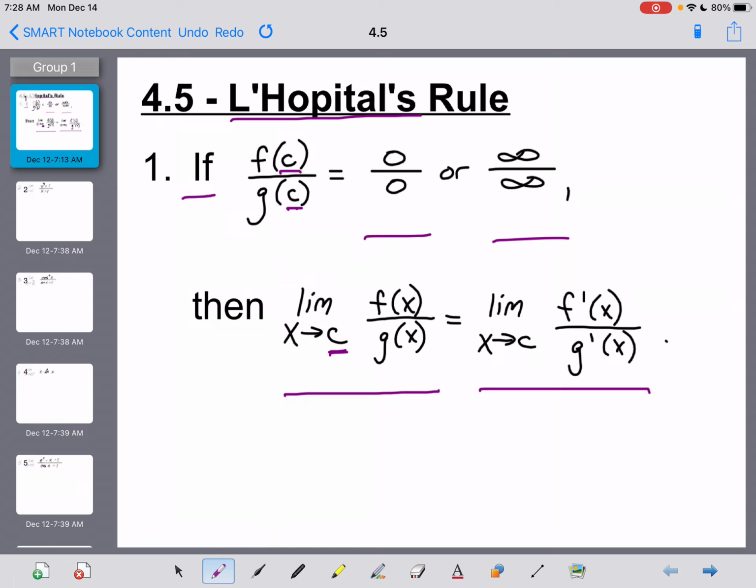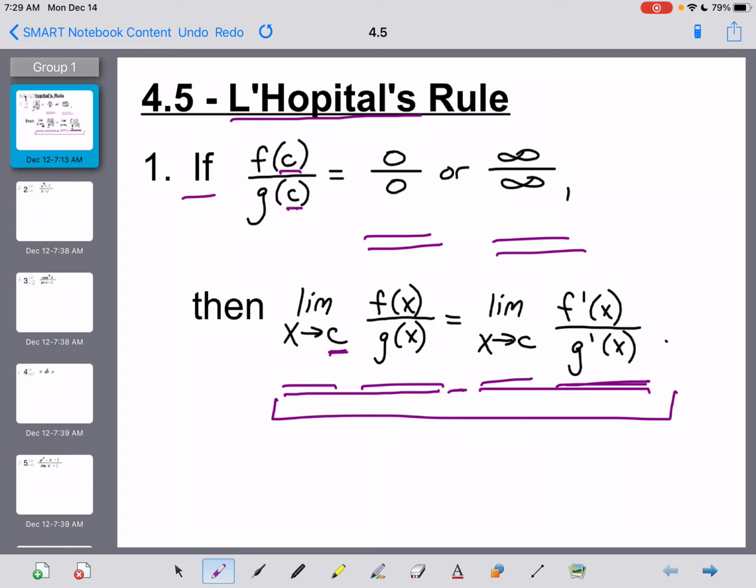So what L'Hôpital's rule says is that the limit of a quotient is equal to the limit of the quotient of their derivatives. So basically, if you try plug and chug and you end up with 0 over 0 or infinity over infinity, you can apply this trick by simply differentiating both the numerator and the denominator and taking the limit of that expression, which hopefully you're going to be able to evaluate and get something that is defined, unlike the original expression where it was likely undefined.